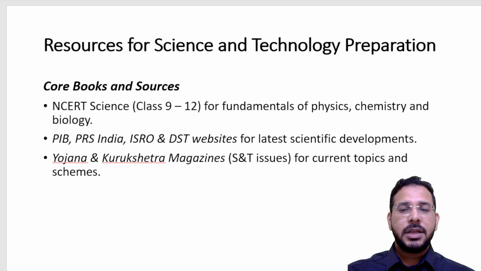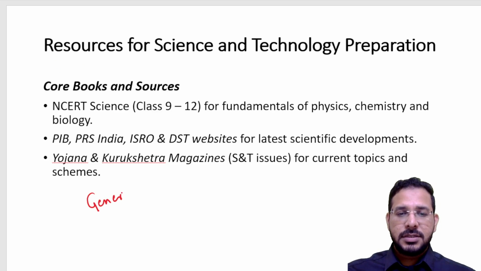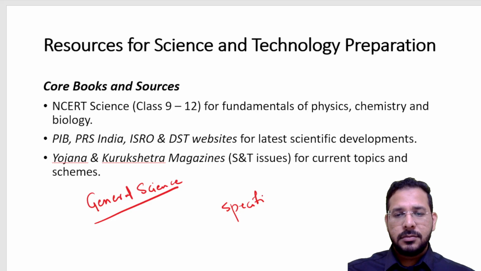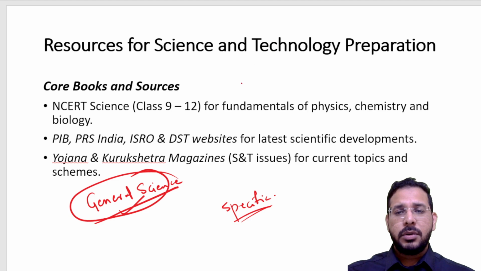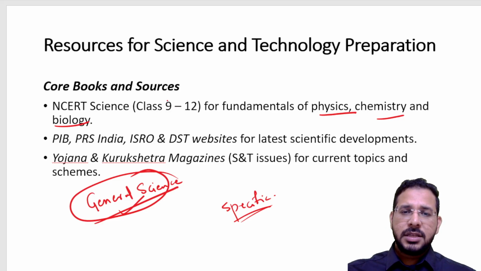So what resources can you use for studying SNT? Basically, we also have general science in prelims, and in mains, we have a specific syllabus, whereas in prelims, we have general science and advancements in science and technology. So, for the general science portion, you would have to read physics, chemistry, and biology textbooks of class 9 to 12, or class 6 to 10 also you can refer. For 11th and 12th, a few important topics you can refer from there.